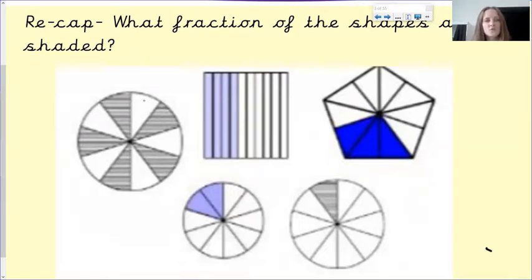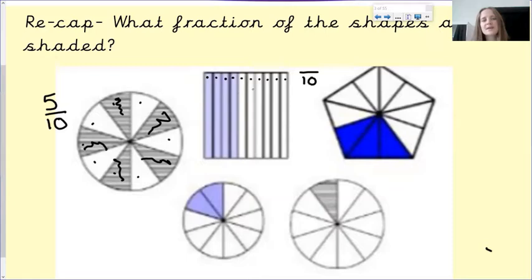Right, so in the first one, we can see we've got 1, 2, 3, 4, 5, 6, 7, 8, 9, 10. So it is out of 10 because it is 10 equal pieces, of which 1, 2, 3, 4, 5 is colored in. This one has 10 pieces again, of which 4 are colored in. This one again is tenths, of which 2 are colored in.